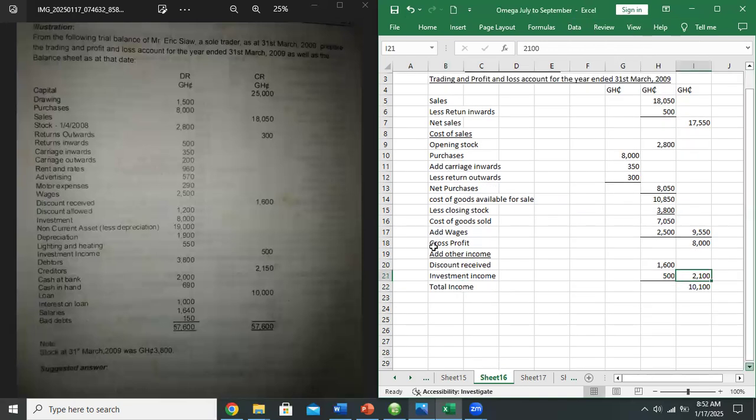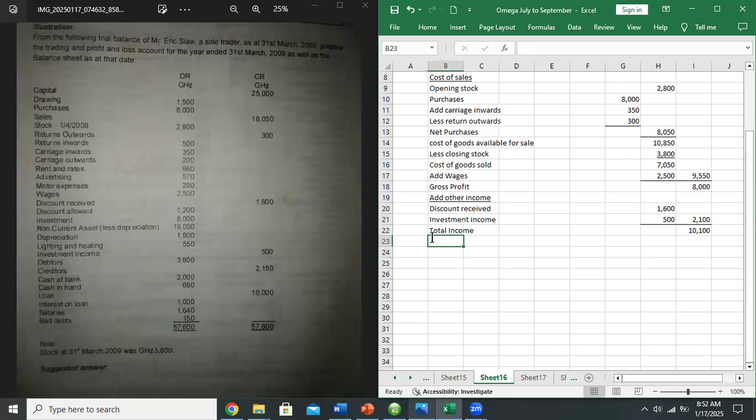And professors, each and every one of you is going to give me an expense. So please, this time starting from the bottom to top, Prof. Ashley, what is your first expense? Bad debt. Okay, so Prof. Ashley brings in bad debt. The bad debt figure is 150.